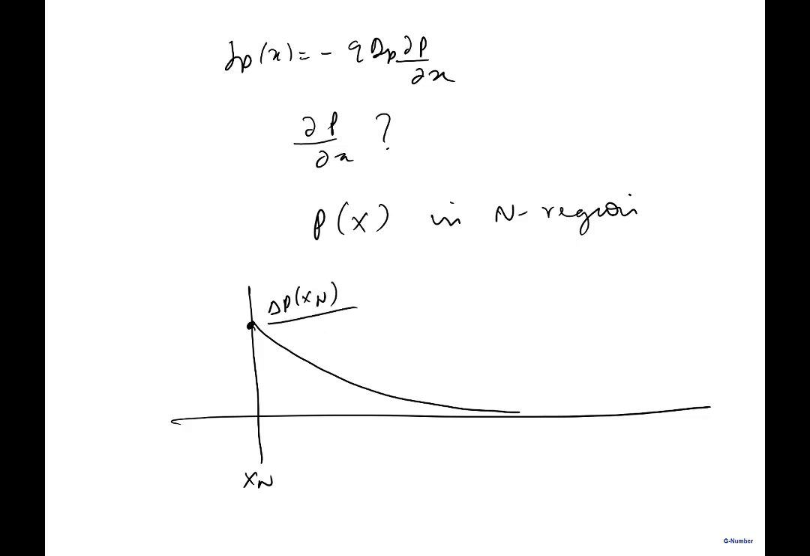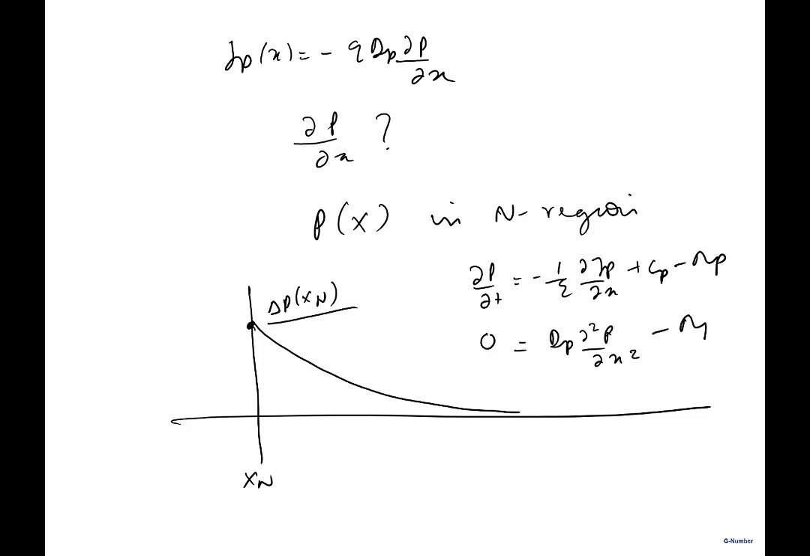Well, we go back to our continuity equation. We've already done that. del P by del T equal to minus 1 over q del Jp by del X plus Gp minus Rp. So this becomes 0. Jp we write as this thing, so it becomes Dp del square P by del X square, and Rp we write as minus delta P by tau P, equal to 0.